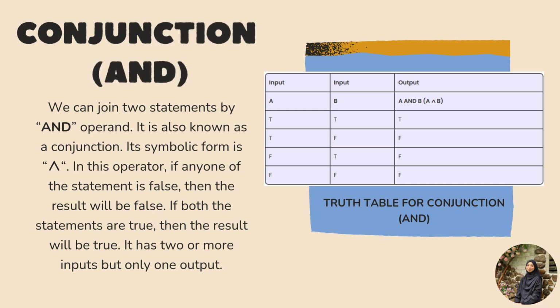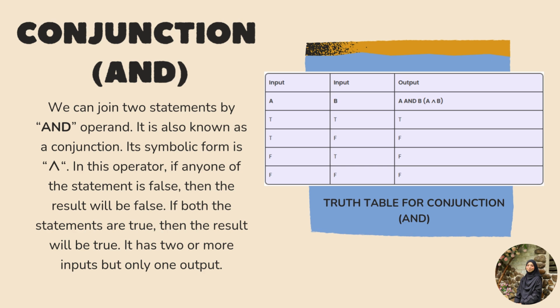The first one is conjunction. We can join two statements by an operand. It is also known as a conjunction. So this is the symbol for conjunction. In this operator, if any one of the statements is false, then the result will be false. If both statements are true, then the result will be true. It has two or more inputs, but only one output. So let's see the truth table for conjunction.